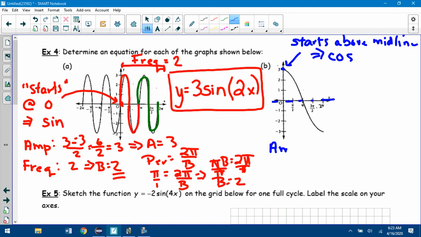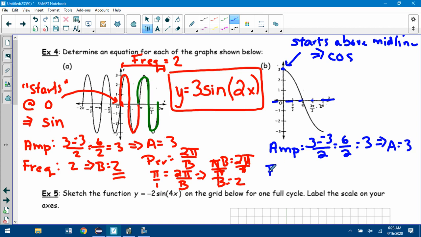What's the amplitude? Well, the max is 3 minus the min of -3 divided by 2. It's going to be 3 again. 6 divided by 2, or 3. And you can see that today because it starts 3 above the midline and goes 3 below the midline. So either way, I know amplitude is 3.